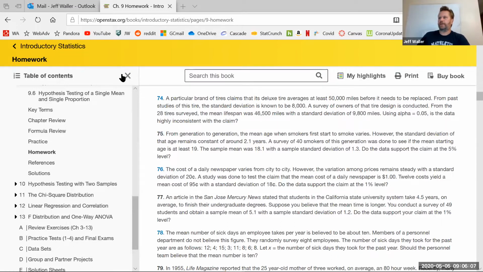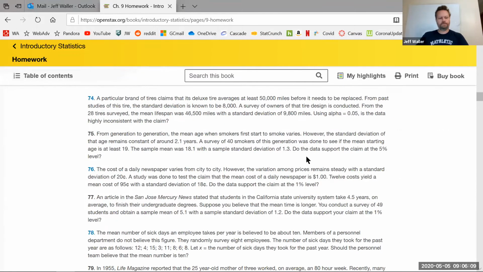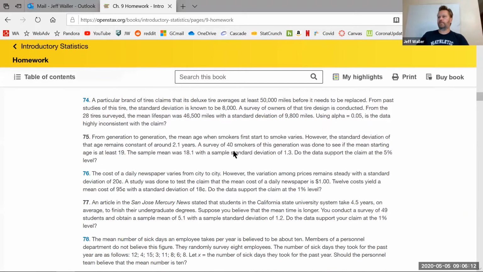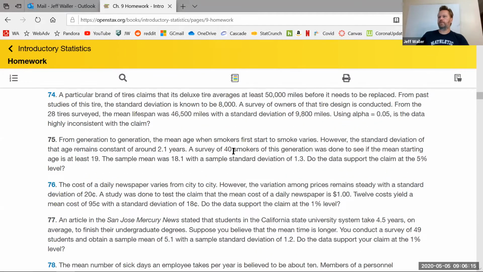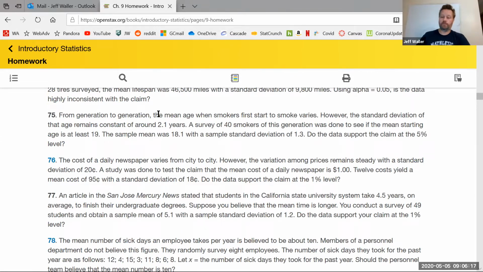So right here, this is number 75. Zoom in. All right. So 75, from generation to generation, the mean age when smokers... A survey of 40 smokers was done to see if the mean starting age is at least 19. So another key phrase is "we did this to see if." We feel that. The claim is, we believe, right? So the claim is the mean starting age is at least 19.